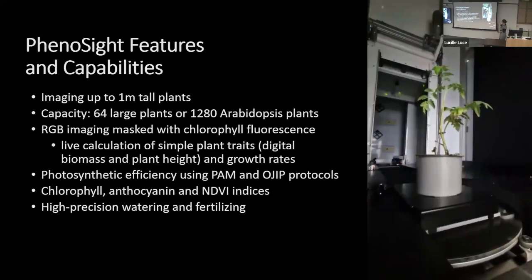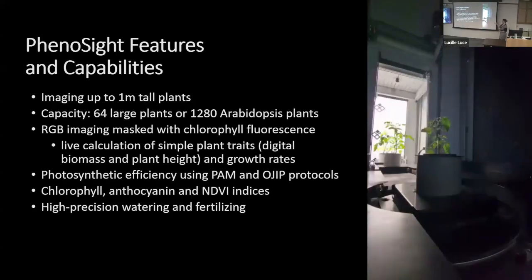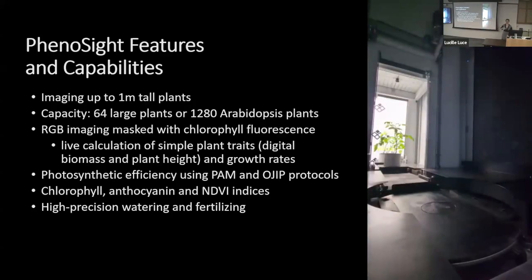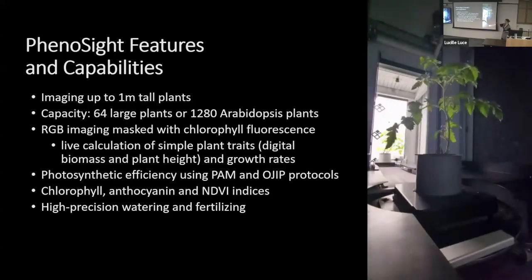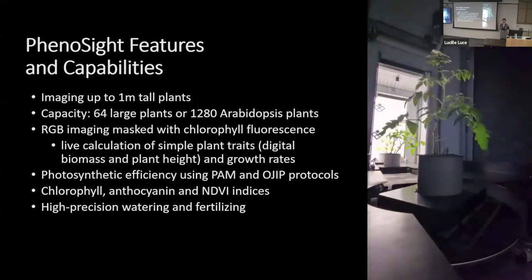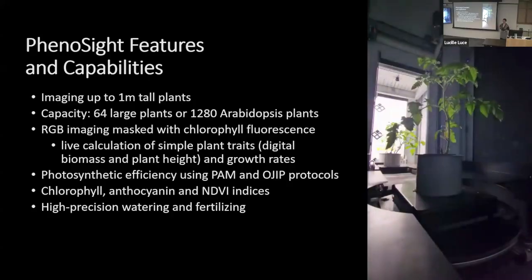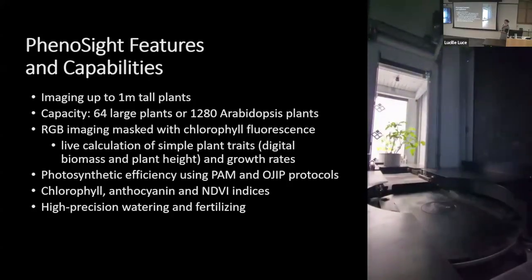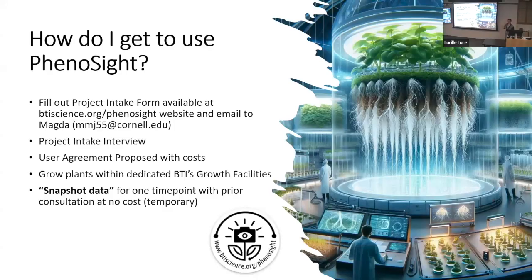So we have RGB imaging that is masked with chlorophyll fluorescence, which allows us to do automatic calculation of the plant size and the growth rate. We also have photosynthetic efficiency indices, and high-precision watering and fertilizing. So we don't need to come and water those plants because the machine does it for us. How cool is that? So how do you get to use it?